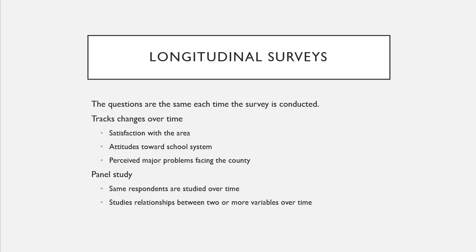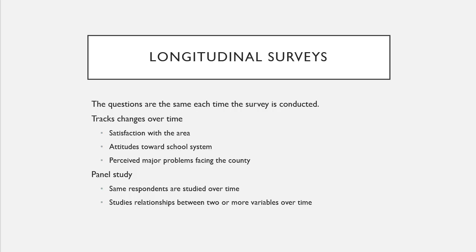We can also do a panel study where the same respondents are studied over time. Think of it like a focus group, but done more than one time. So we could use the same respondents studied over time, and what we like to do is study the relationships between two or more variables over time. So if we ask a bunch of people about their political tendencies in a particular city, then we ask them again in 4 years, we could study the variables that go into the particular political tendencies, but over time.